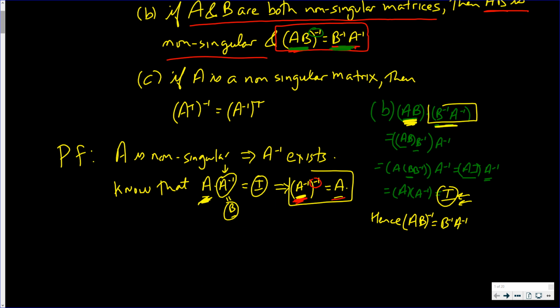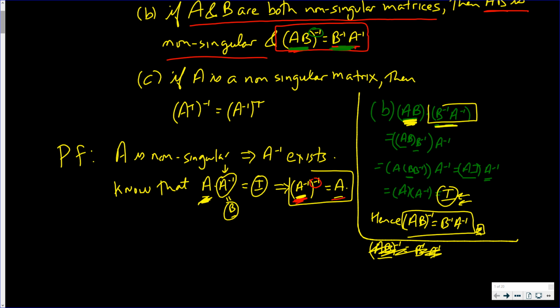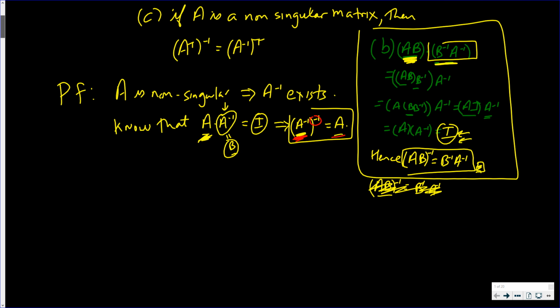Now, I just want to point out that when you have the inverse of AB, switch the order and take inverses. That's exactly what I have here. So you don't need that for the proof. And right here is the proof of B. Now for C, this was the proof of A.